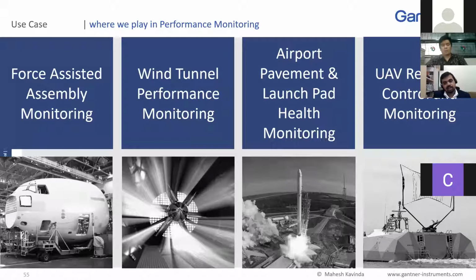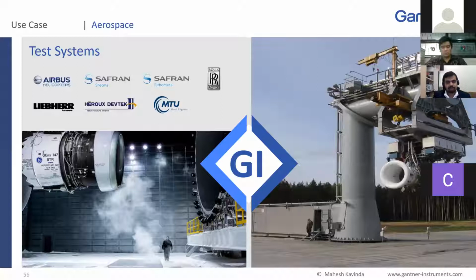And on top of the typical industry applications, we are quite prominently applying in aerospace, especially in terms of performance monitoring. We are taking accelerometer data, strain data, or microphone data into account for the behaviors of the aircraft assembly during wind tunnel performance monitoring, then air pavements or launching pad health monitoring, UAV controls. So one of the samples here we have used in aerospace is one of the world's largest outdoor aircraft engine testing facilities by Safran.